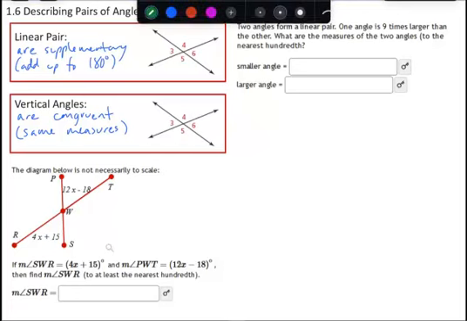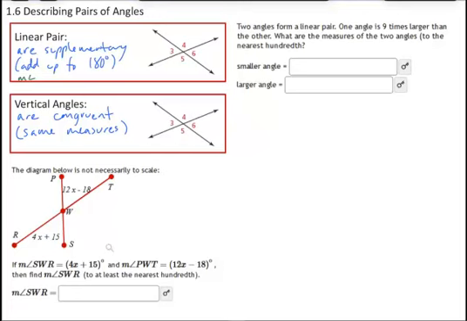So if we were to look at the different relationships here, the measure of angle 3 plus the measure of angle 4 equals 180. Measure of angle 4 plus measure of angle 6 equals 180. Measure of angle 6 plus measure of angle 5 equals 180. And finally, measure of angle 5 plus measure of angle 3 equals 180. This is all the definition of linear pair. A linear pair adds up to 180 degrees.